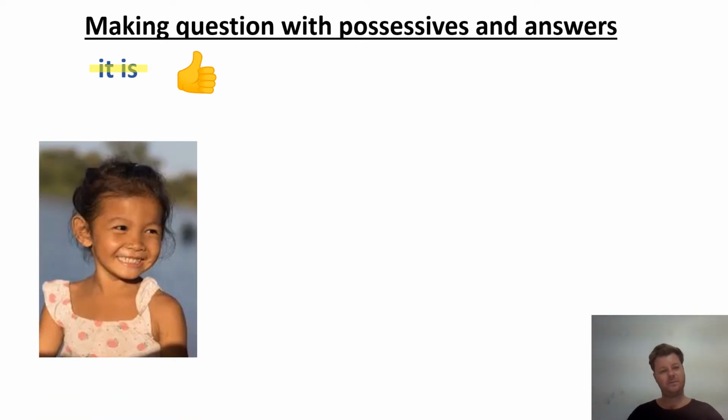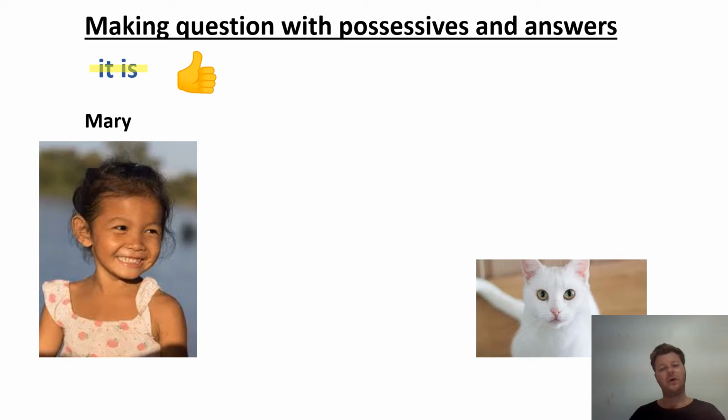Let's have a look. So let's look at this picture of a girl. And let's see, what is this girl's name? Her name is Mary. Mary is a girl. What animal can you see? It's a cat. Now, very important, I want you to look at the picture of the cat and remember the color. Remember the color of the cat. Is this cat pink? No, the cat is white.